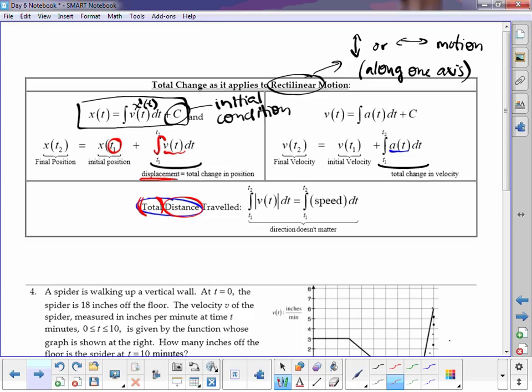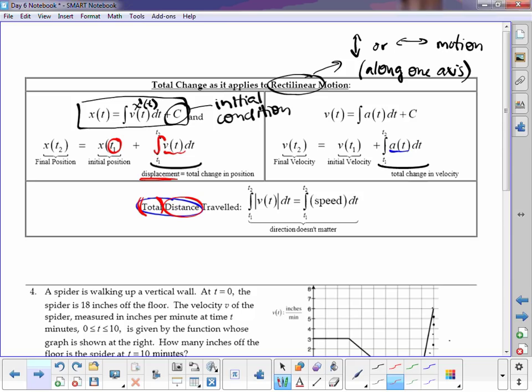And our problems here will say displacement. But again, anytime I've seen AP questions, they say total distance. I haven't actually seen them ask for displacement yet. You never know, they might. But it seems they're most interested in total distance. So total distance, we need to first take the absolute value of my velocity and then integrate.